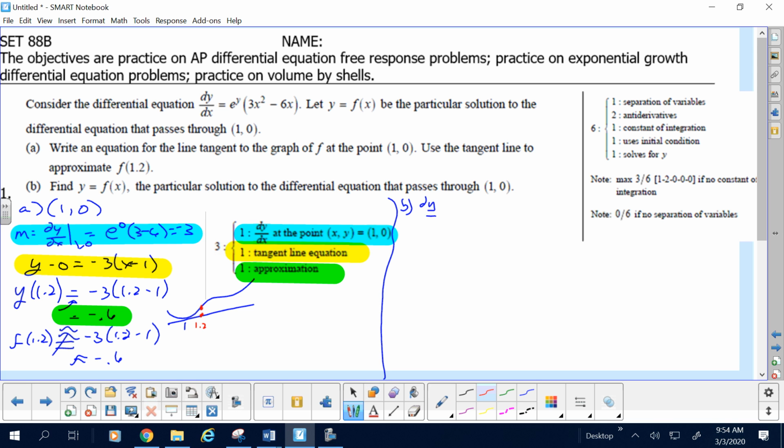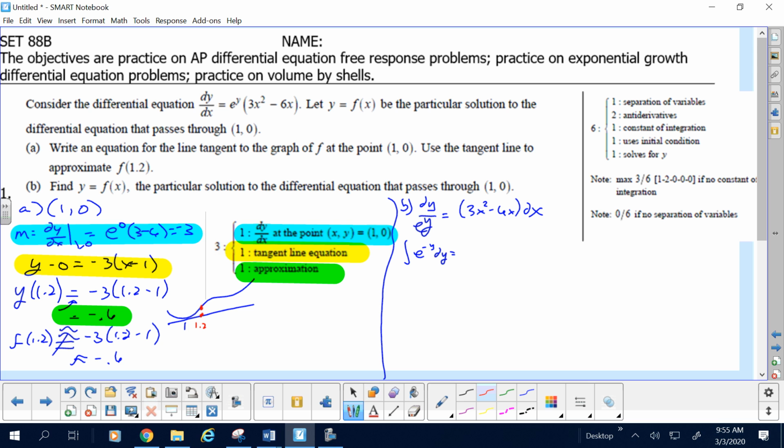Separate the variables. dy over y equals 3x squared minus 6x. e to the y, thank you. All right, cool. Are you done? All right, now integrating. I personally am very cautious about integrating anything that's even the least bit wacky. So I took a second step of rewrite and made sure that I'm integrating this correctly, because there are a ton of people that say the antiderivative is 1 over e to the y, and it's not.